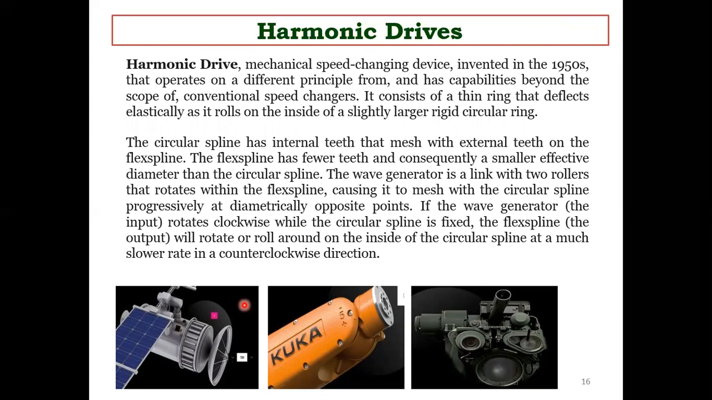The harmonic drive is a mechanical speed changing device invented in the 1950s that operates on a different principle from, and has capabilities beyond the scope of, conventional speed changers. It consists of a thin ring that deflects elastically and is rolled on the inside of a slightly larger rigid circular ring. It is used in satellites and high speed industrial robots, and engines also use harmonic drives.